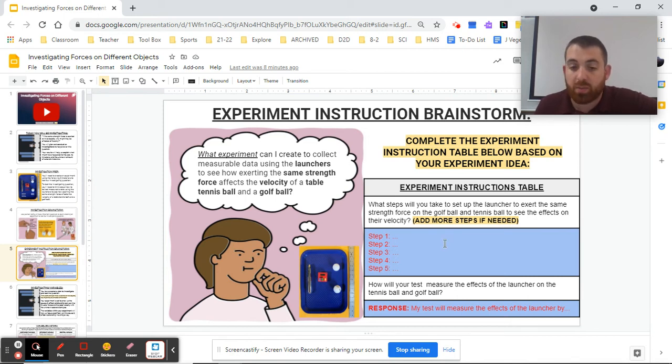So your job is going to be to think about what step-by-step instructions will you need to follow to test this idea out, and how are you going to measure the effect of the launcher on the tennis ball and the golf ball. So thinking about your experiment, thinking about your materials, what experiment can you create to collect measurable data using our launchers to see how exerting the same strength force affects the velocity of a table tennis ball and a golf ball? You're going to have to put on your experimenter hats.